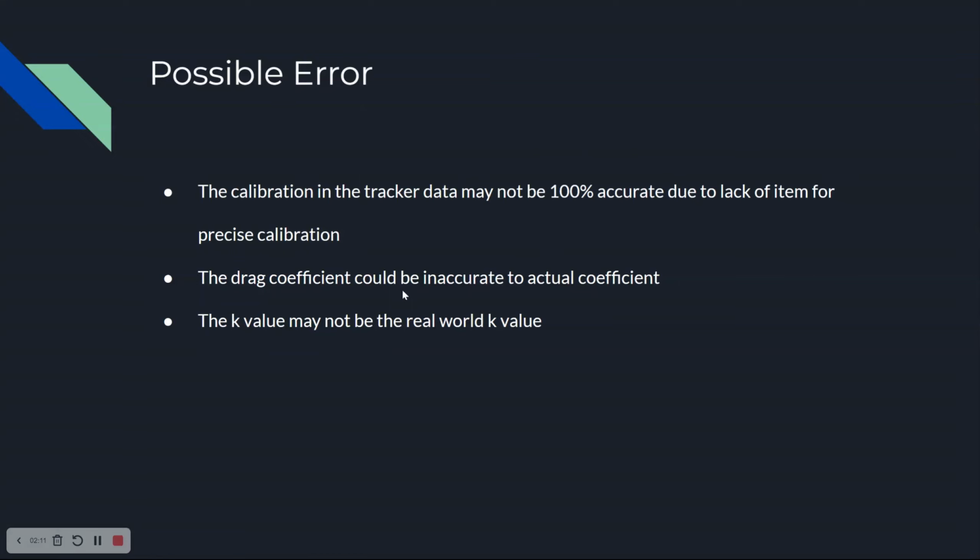Another definite source of error could be the drag coefficient. This is not something that I calculated based on real world data, and it's more of an estimate to get the data to work appropriately, so that could be wrong. And then that same kind of thing applies to the K value, which I just also kind of guessed to get a force for the spring that would somewhat accurately make the data do as I needed it to do.